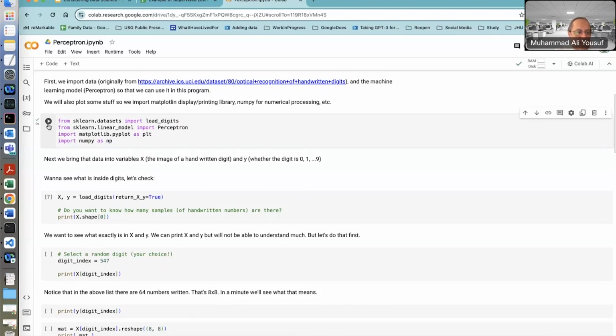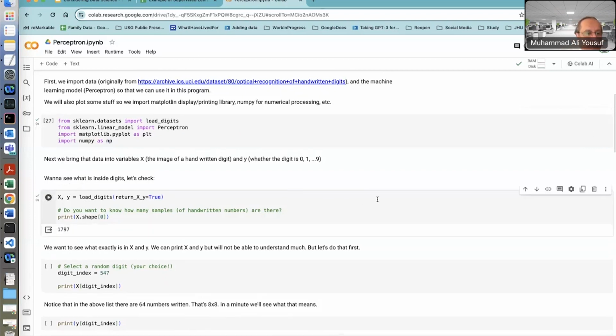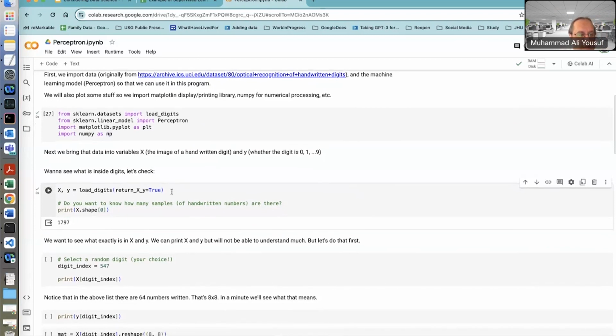Here it is. So this one I just executed. It took 0 seconds, which means it took hardly any time to run. Then I say, okay, now load this data. So it has loaded the data of digits into 2 variables, X and Y. We will see what they are.